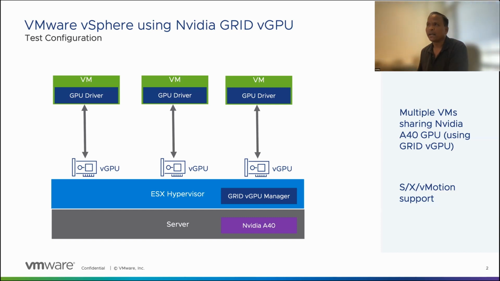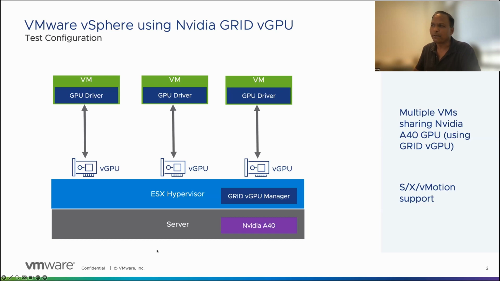What more? A vGPU VM has not only performance similar to bare metal performance, it also comes with all the virtualization benefits like vMotion, suspend and resume, and so on. So great performance and all the virtualization benefits. That's what we get with a vGPU VM.